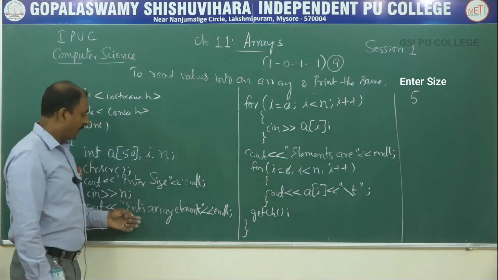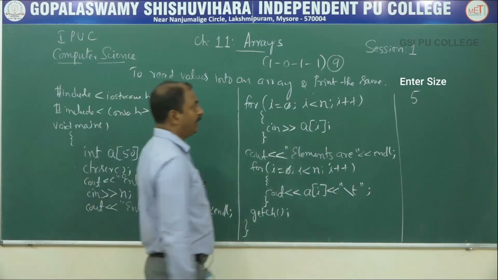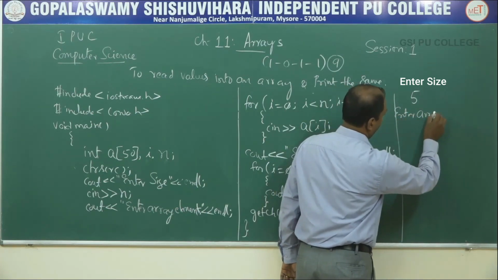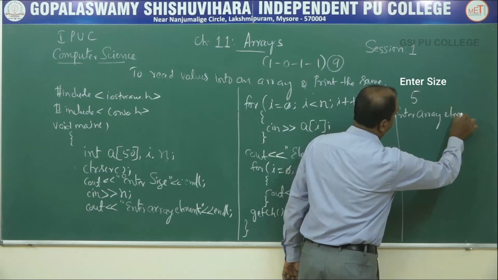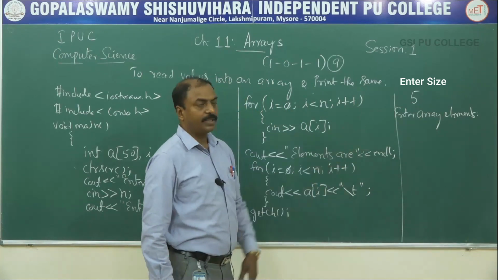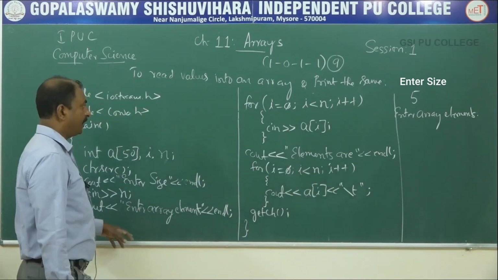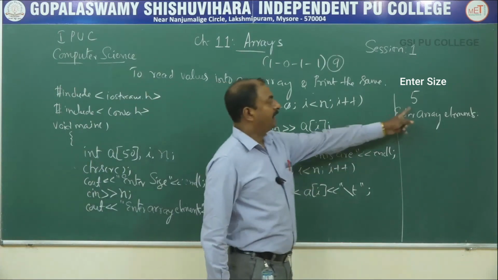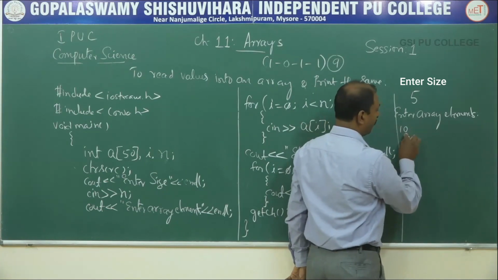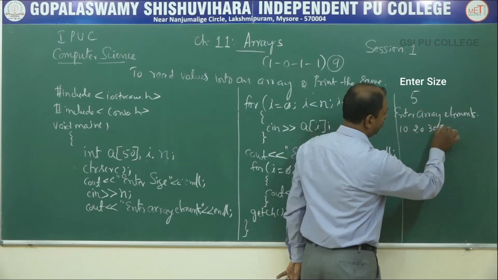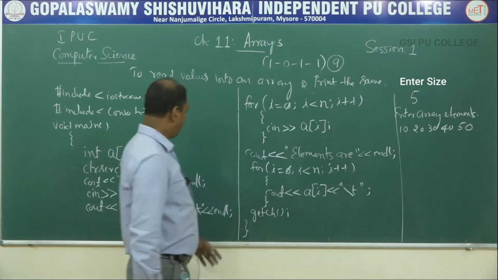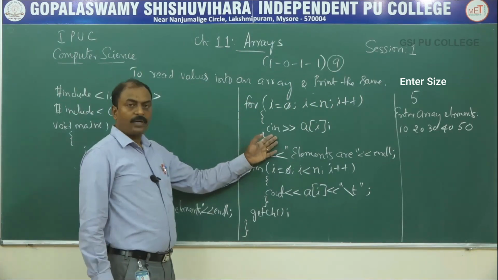Next we get the message enter array elements. So we are supposed to enter values. Here the size is 5, so we are supposed to enter 5 values. For example, I can say 10, space 20, space 30, space 40, and space 50. So this is the input statement that you have used here.